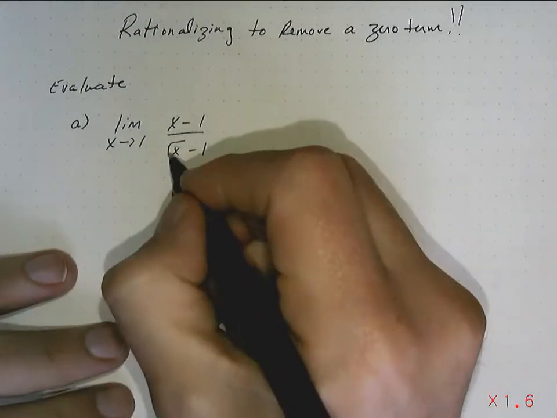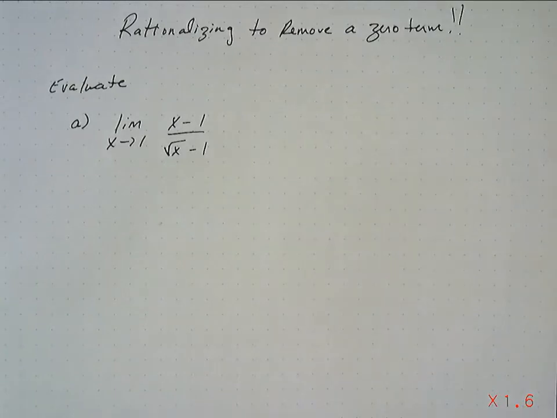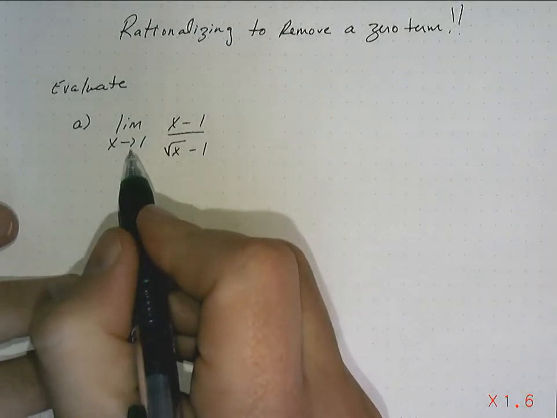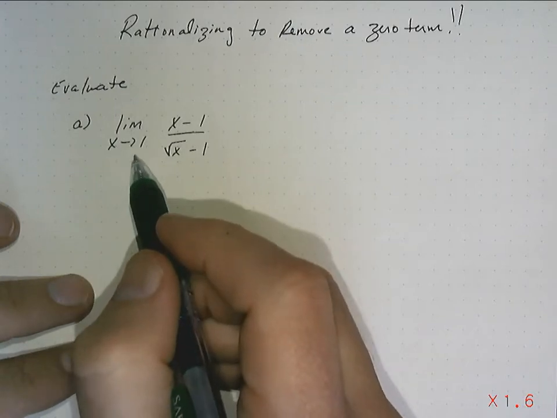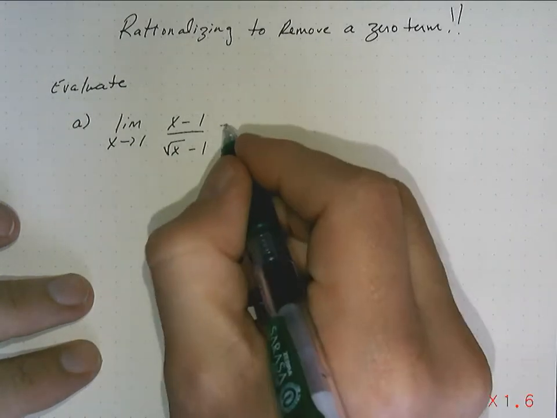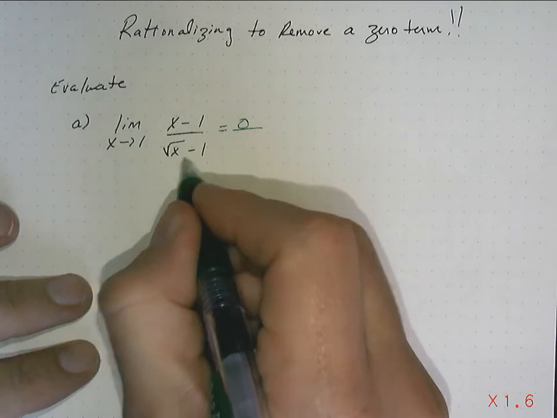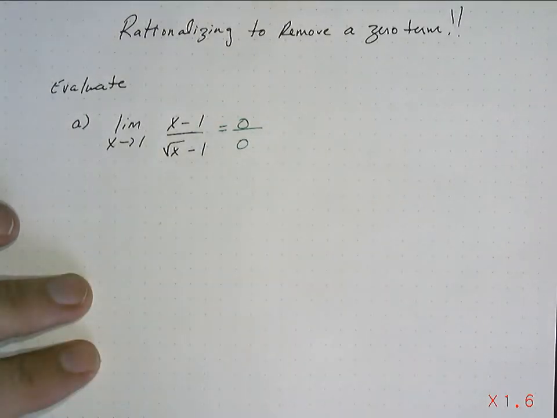So let's look at that for a minute. Let's allow the limit to do its thing. X is now approaching 1. So 1 minus 1 is 0. The square root of 1 is 1. Subtract 0. Oh dear me. We have a problem, Houston.